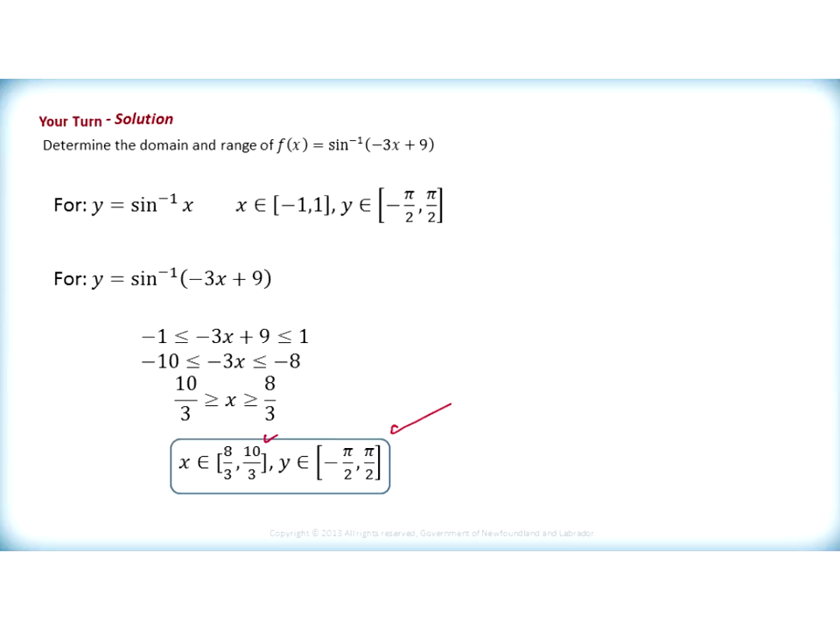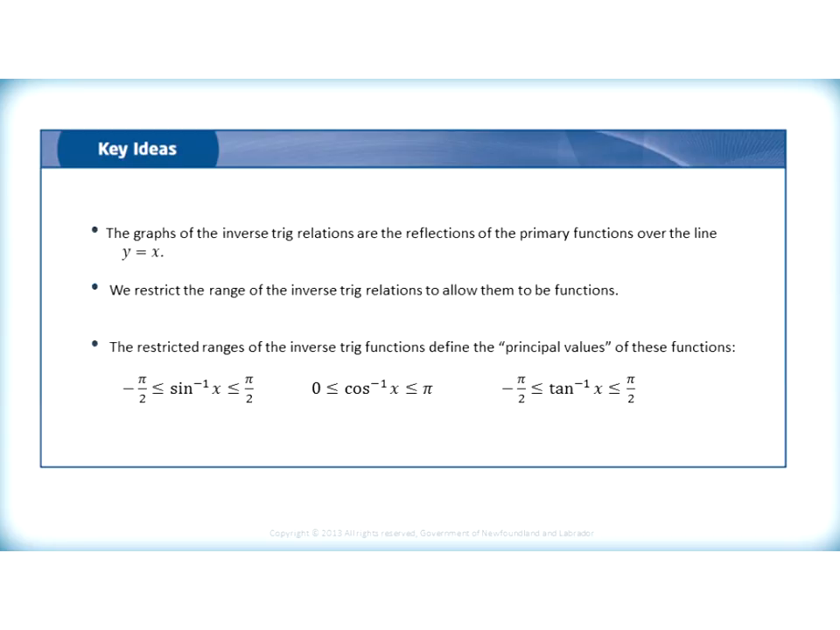All right, so let's highlight some of the key ideas about inverses of trig functions. Okay, so let's try this now. It says the graphs of the inverse trig relations are the reflections of the primary functions over the line y equals x. True, just for the relations. So we restrict the range of the relations to allow them to become the inverse trig functions.